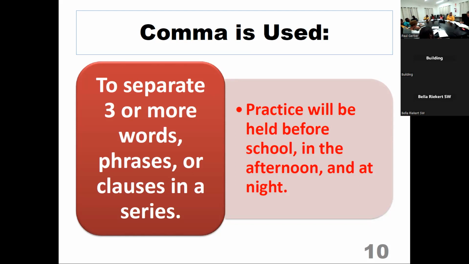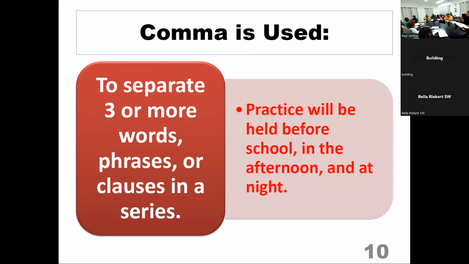Without commas, you will read something like the way I read it just a few seconds ago, if you didn't have any commas. So commas, firstly, are used to separate three or more words, phrases, or clauses in a series. Like that example over there: practice will be held before school, in the afternoon, and at night. You see that? No? That is actually three different phrases that the comma is separating. And we normally say you use a comma when you're listing things also, no?